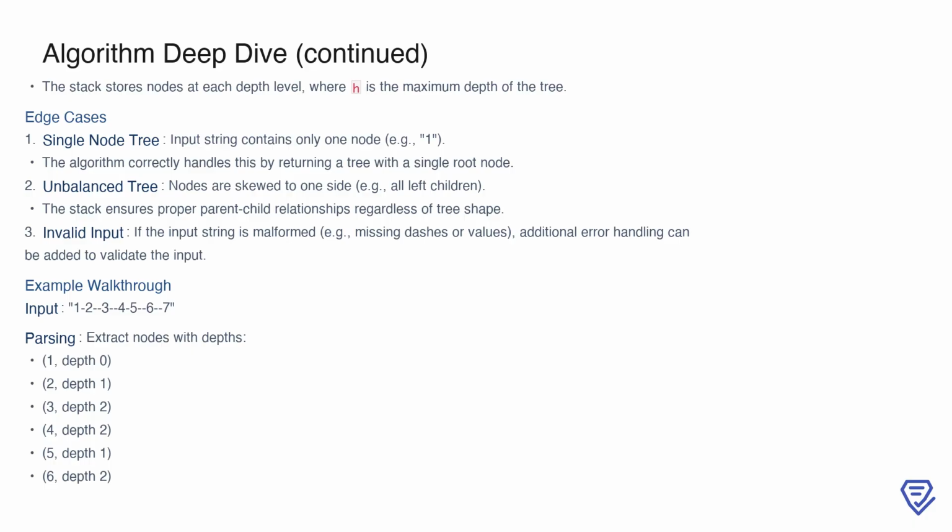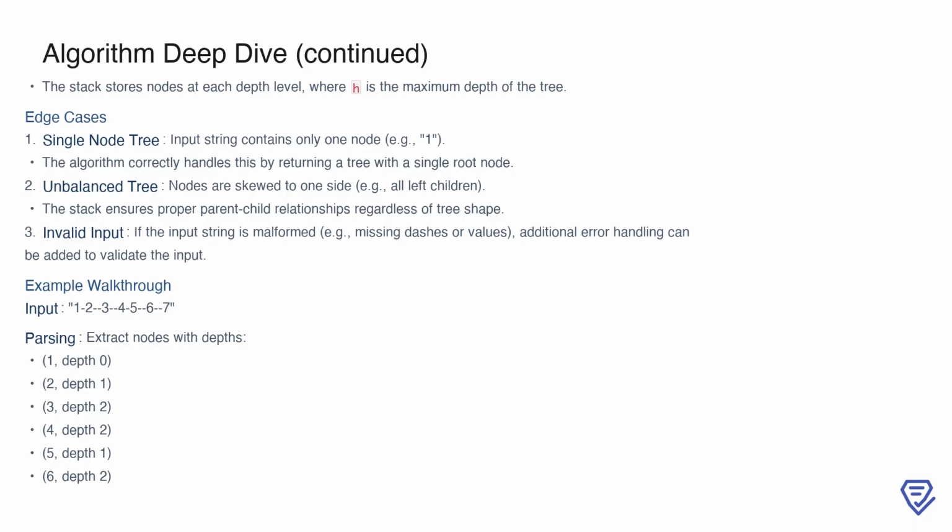Now, let's consider some edge cases to ensure the algorithm handles all scenarios correctly. For a single node tree, where the input string contains only one node, the algorithm creates a tree with a single root node, as expected. For an unbalanced tree, where nodes are skewed to one side, the stack still maintains the proper parent-child relationships without any additional adjustments. For invalid input, such as a malformed string with missing dashes or values, the algorithm can include additional error handling to validate the input before proceeding.